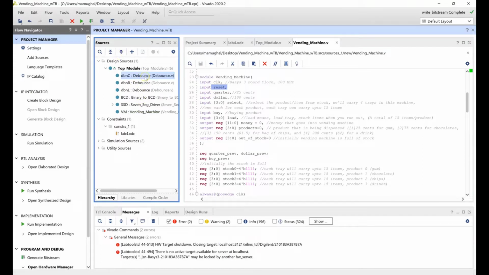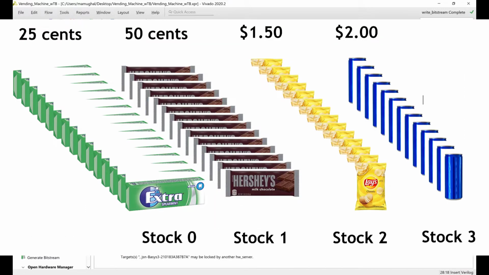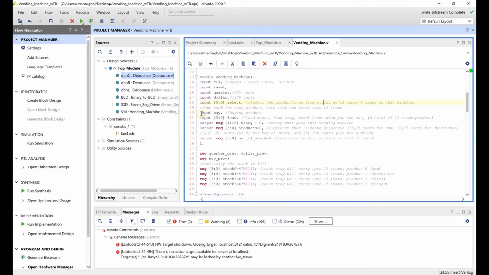We have debounce, one for the reset, one for the quarter, and one for the dollar. So the vending machine can accept a quarter and a dollar bill. And then we have this input right here, which is basically selecting the product. This vending machine carries 4 different kinds of product. For each product there are 4 trays, and each tray can carry up to 15 items. So at full stock it basically has 60 items, 15 for each product.